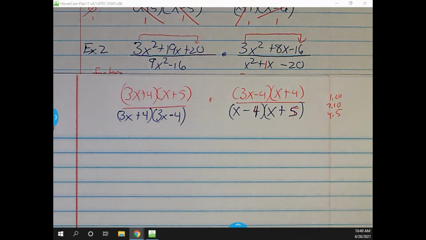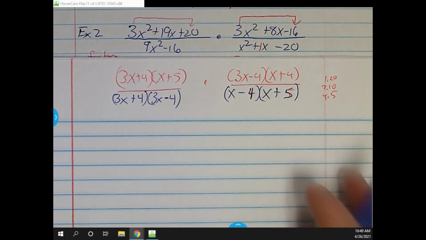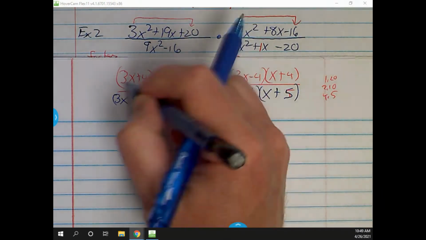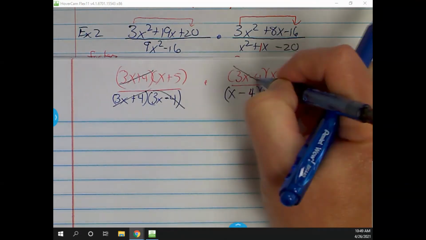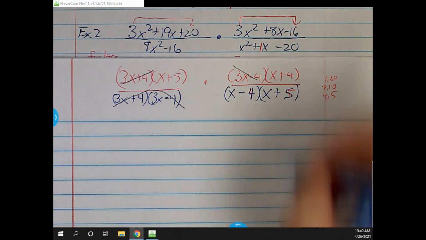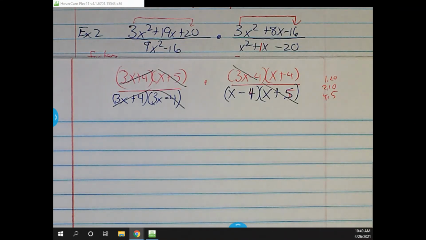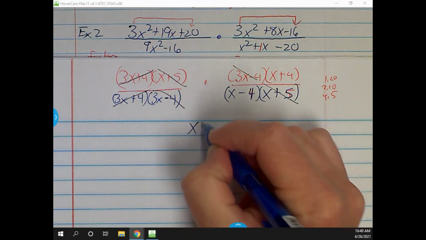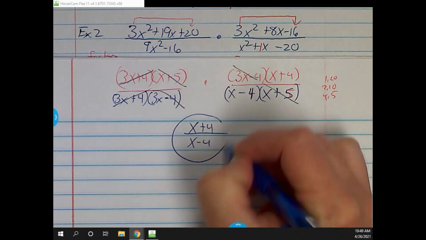Okay, so that one takes a little while to get through all the factoring. But now we get to cancel. So we've got a 3x plus 4 here and here. We've got a 3x minus 4 there and there. And we've got an x plus 5 and an x plus 5 there. So finally at the end, we get down to x plus 4 over x minus 4.